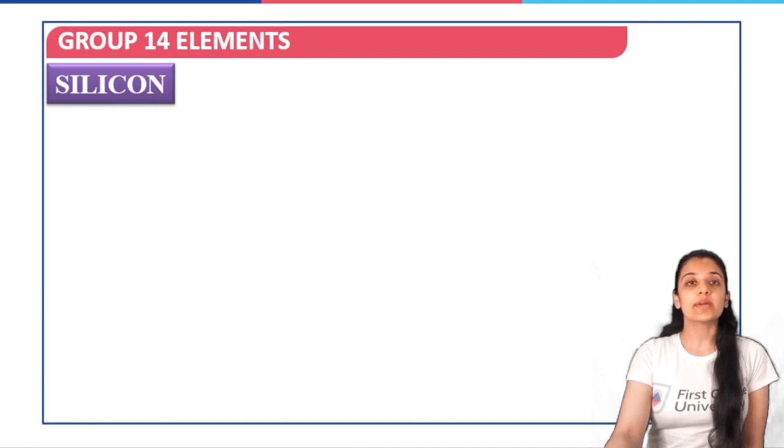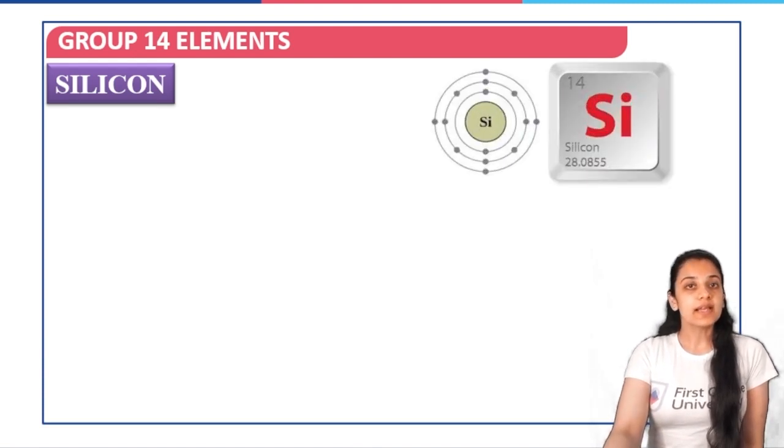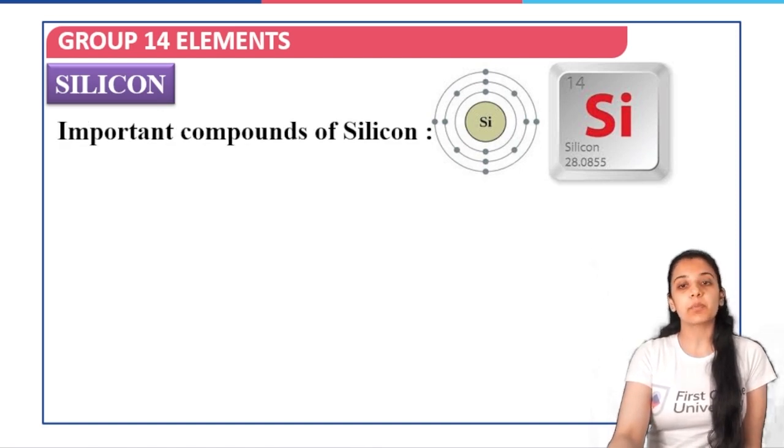Let us now begin with silicon. This is going to be a bit lengthy lecture, but this is going to cover everything that is important from examination point of view as far as silicon is concerned. Now, silicon has the symbol Si, right? Its atomic number is 14. The atomic weight of it is 28.0855 atomic mass units.